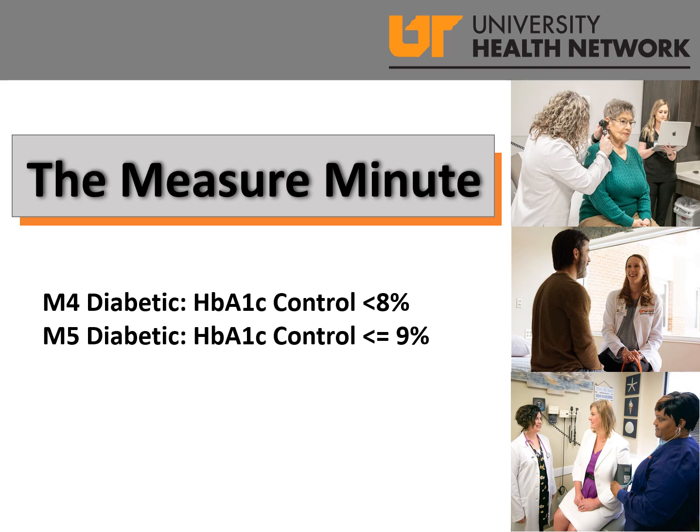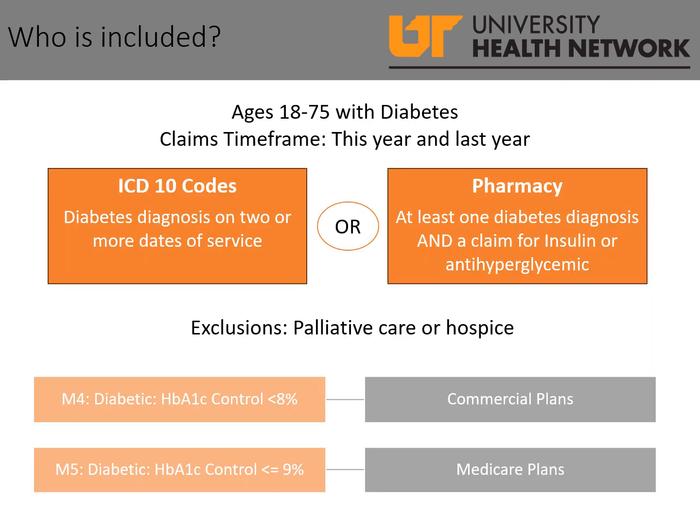This video will discuss the two HbA1c control measures for patients with diabetes. This measure includes patients ages 18 to 75 with diabetes. To determine if a patient has diabetes, this year and last year's claims are evaluated.